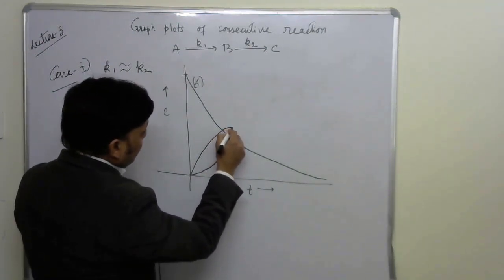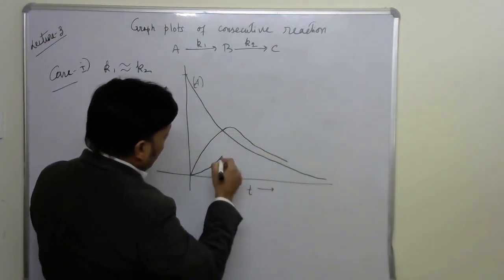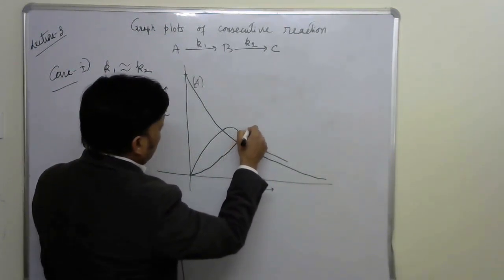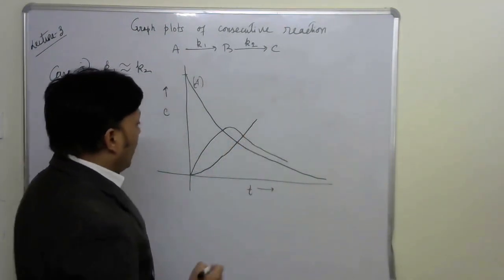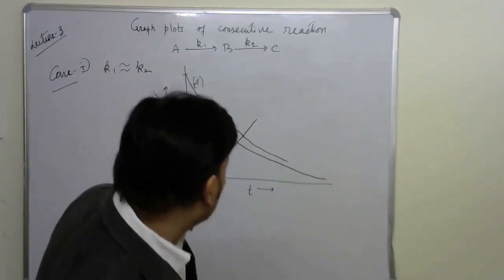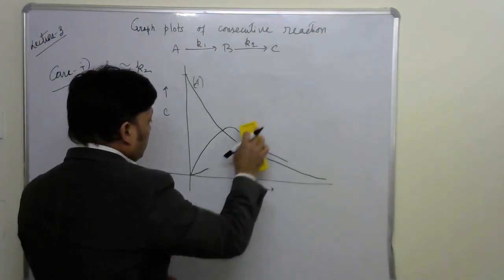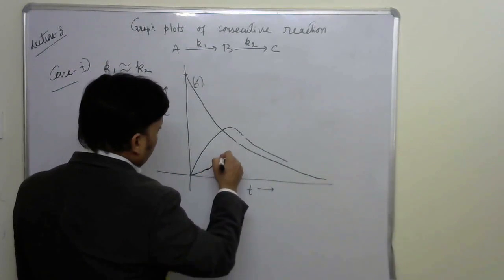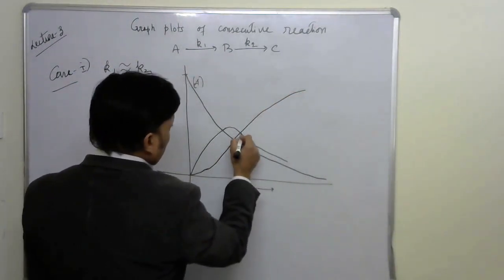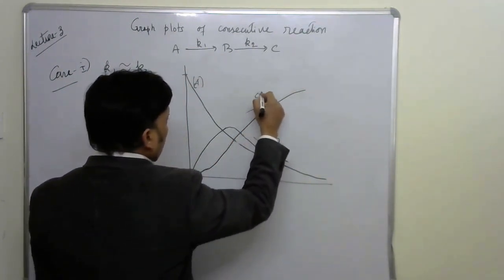So B would reach a peak, and then slowly B would start to decay, and C would start to gain exponentially, and it would continue to grow. So its growth may be drawn something like that. And this is the decay of B, and this is the growth of C.